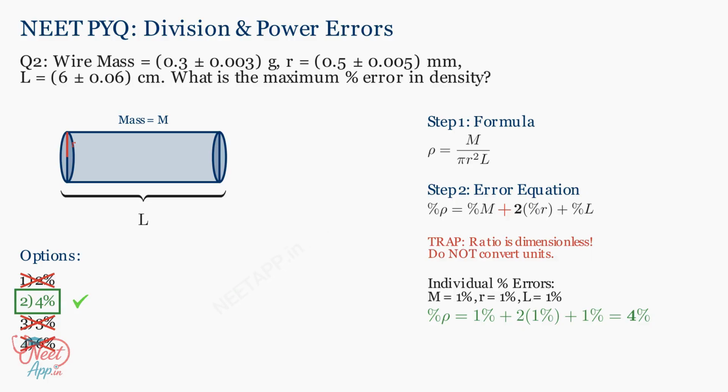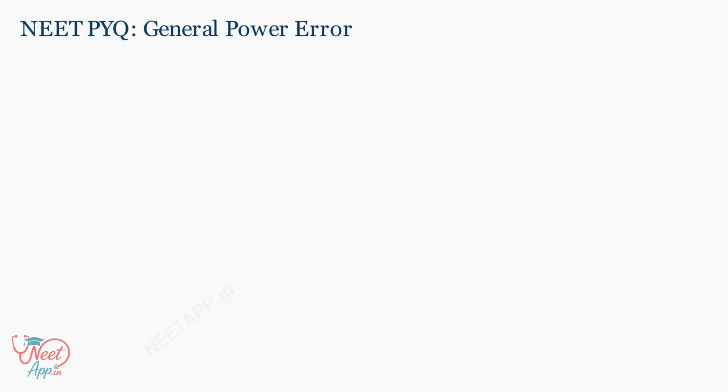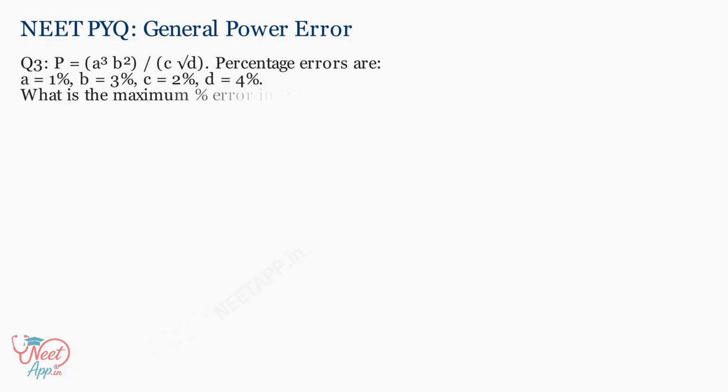But we know better. Option 2 is our correct answer. Let's look at question number 3. This is a classic general power combination PYQ. We are given the formula P equals A cubed times B squared divided by C times the square root of D.